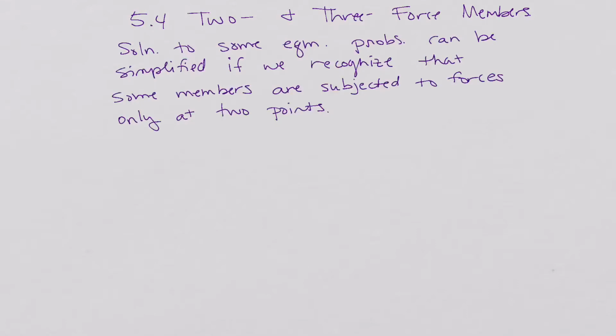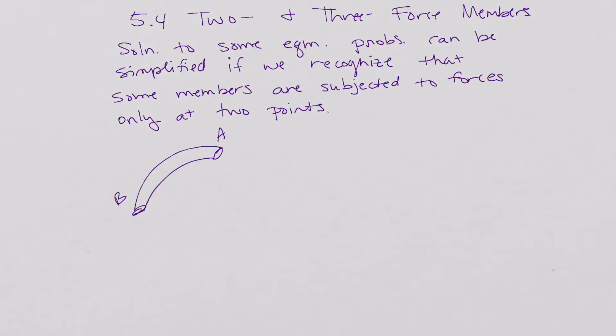Let's see, so 5.4. This section's on 2 and 3 force members. And basically with this, some equilibrium problems can be simplified, or the solution can be simplified if we recognize that some members are subjected to forces only at 2 points. And basically, if we isolate that member, so let's say this is the thing, we got this pipe or something. So this is B and A at this end.